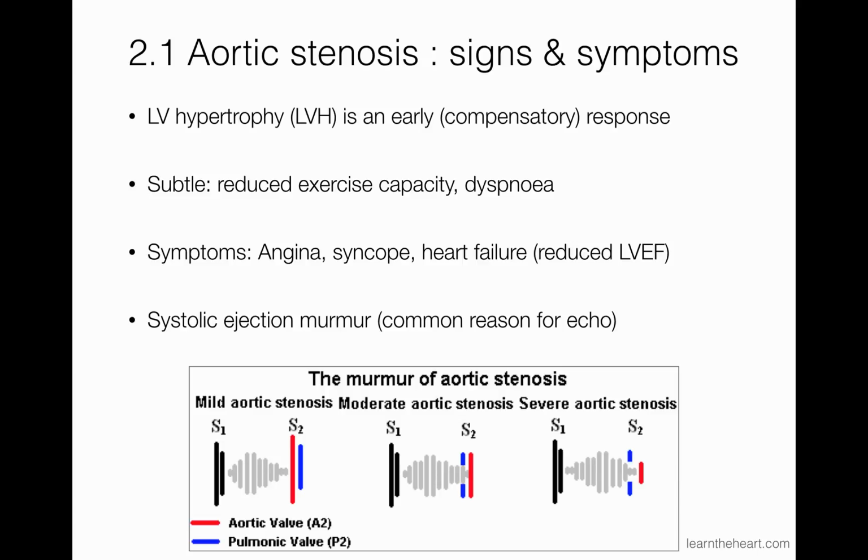The signs and symptoms that accompany aortic stenosis include left ventricular hypertrophy, which is an early compensatory response to increased afterload. Subtle signs like reduced exercise capacity and dyspnea. Symptoms such as angina, or, in more advanced cases, syncope or heart failure. A systolic ejection murmur is a common feature of aortic stenosis and a frequent reason for requesting an echocardiogram.